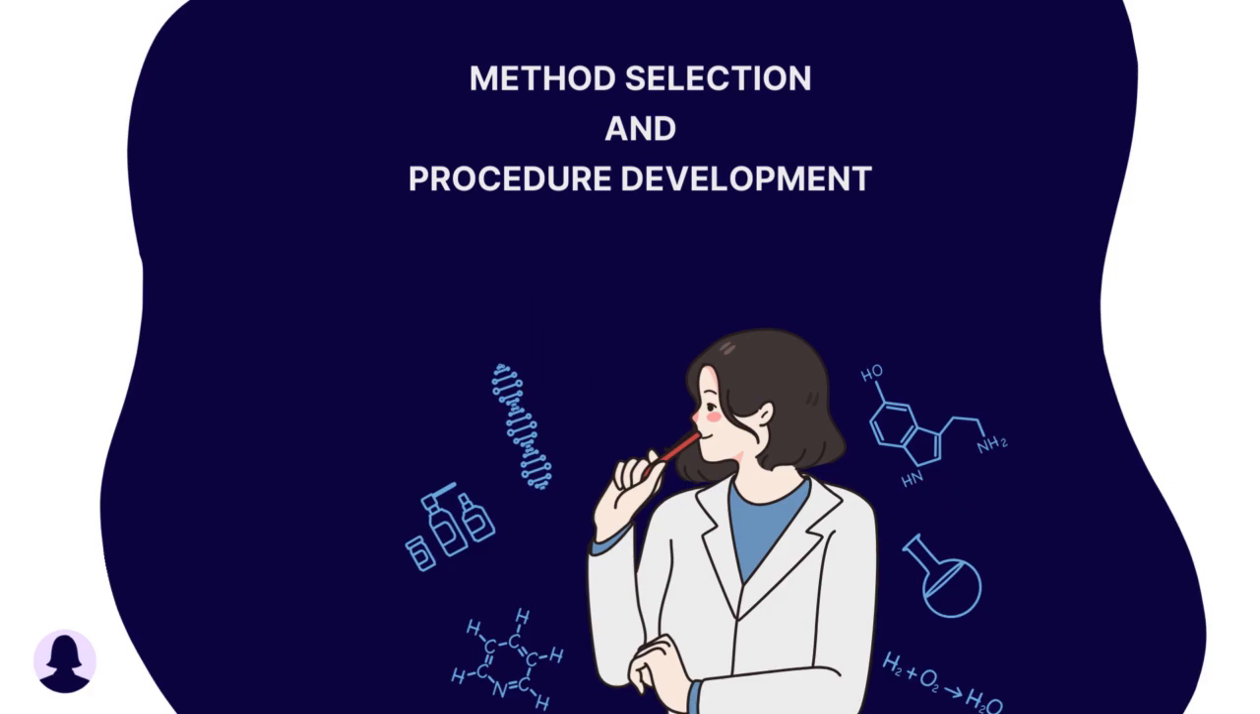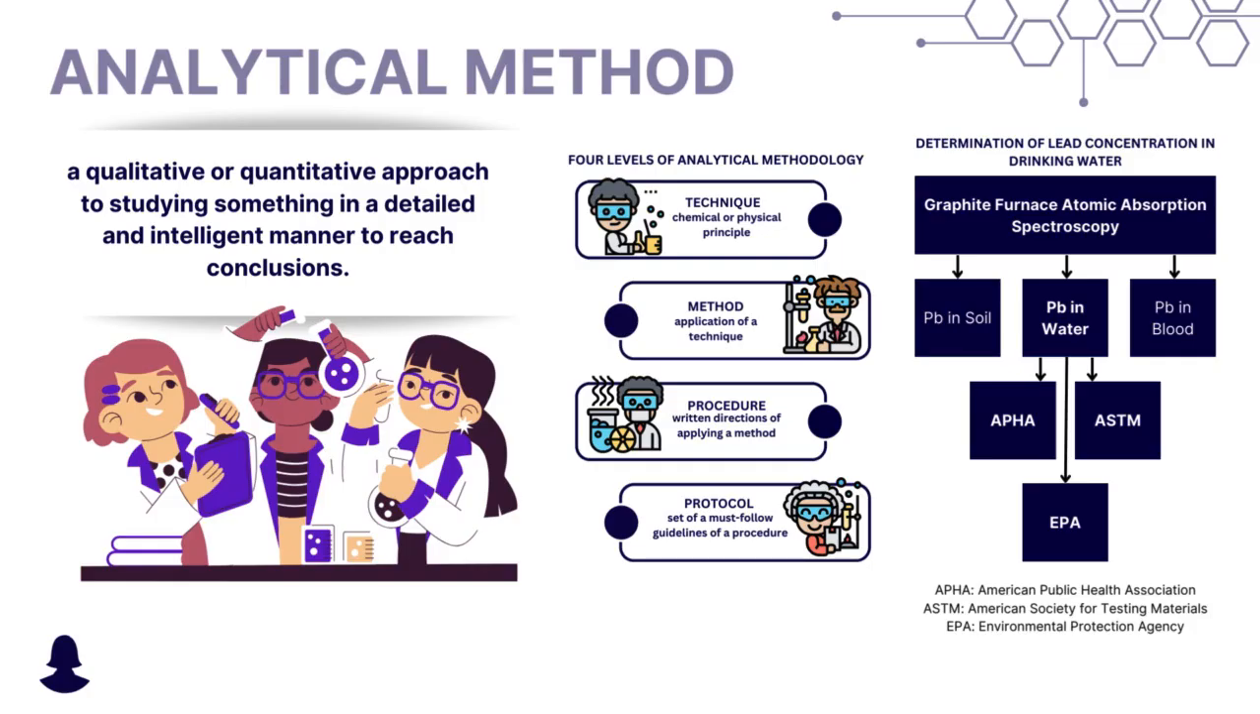At this point, we will discuss the factors to consider in selecting an analytical method. And what is analytical procedure development? An analytical method is a qualitative or quantitative approach to studying something in a detailed and intelligent manner to reach conclusions. To further understand the analytical methodology, let's define and differentiate its levels.